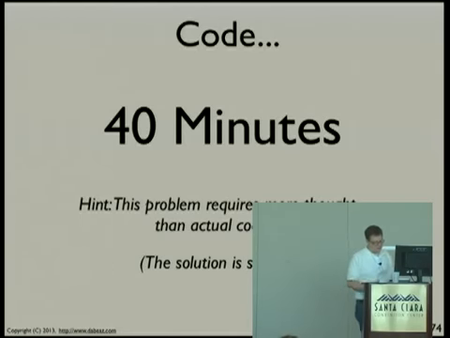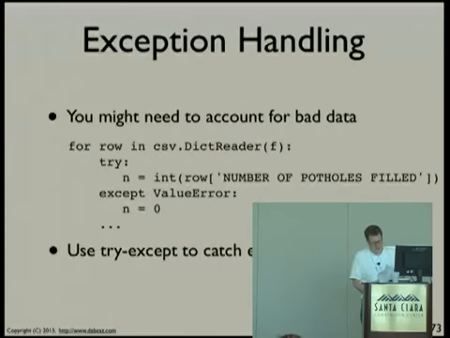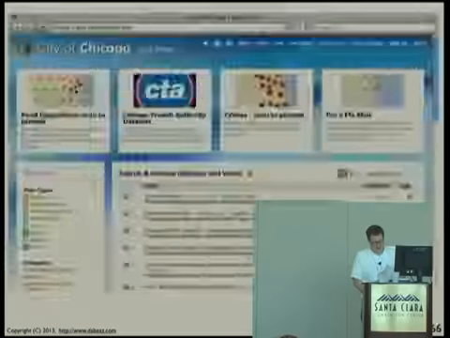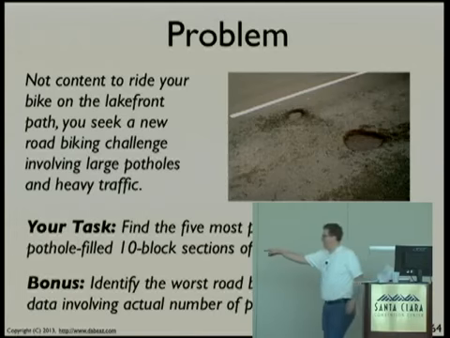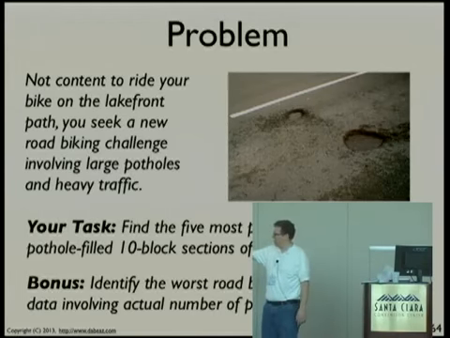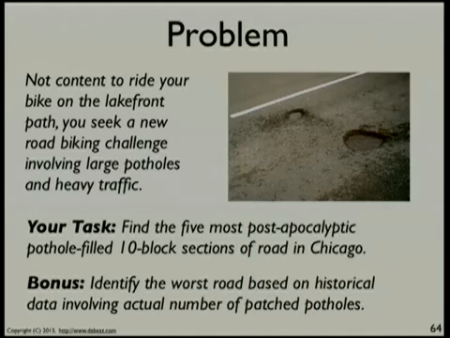The solution for this problem is actually not a lot of code. It might even be less code than the bus thing, but you have to think about it a little bit because you're going to be parsing through this data. Really the thought part of it concerns the 10-block section of road in Chicago. That requires a little bit of thought, and there's some creativity involved with that.